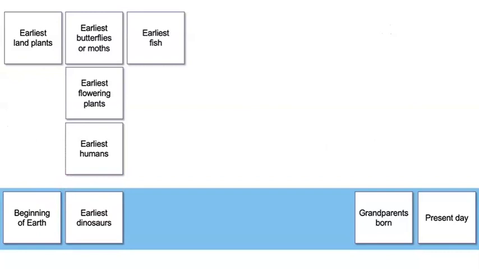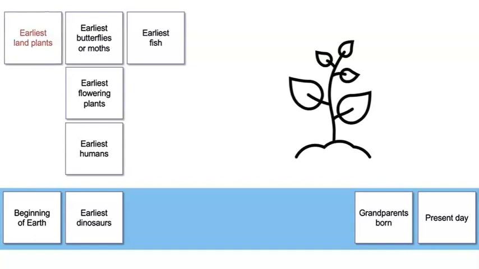This is getting tricky. What next? Do you think the earliest land plants came before or after the earliest dinosaurs? Well, I know some dinosaurs were herbivores or plant eaters, so land plants must have already been around for them to eat.